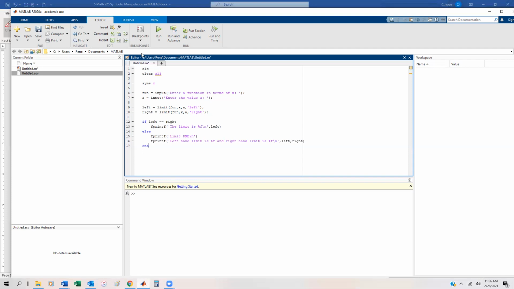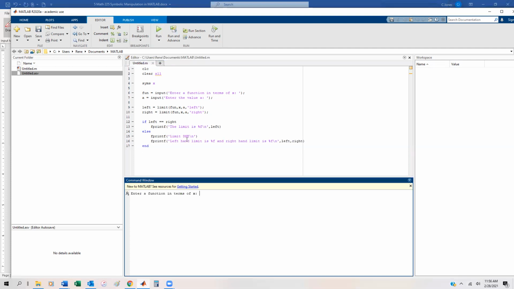Let's go ahead and run it, and I'll enter a function that I know the limit exists. Hopefully all the syntax is correct. Let's say x squared minus 1 divided by x minus 1. We know we can factor that, and it'll simplify into x plus 1. So the limit should be 2 as a approaches 1. And so the limit is 2. That's good. It worked out really nicely.